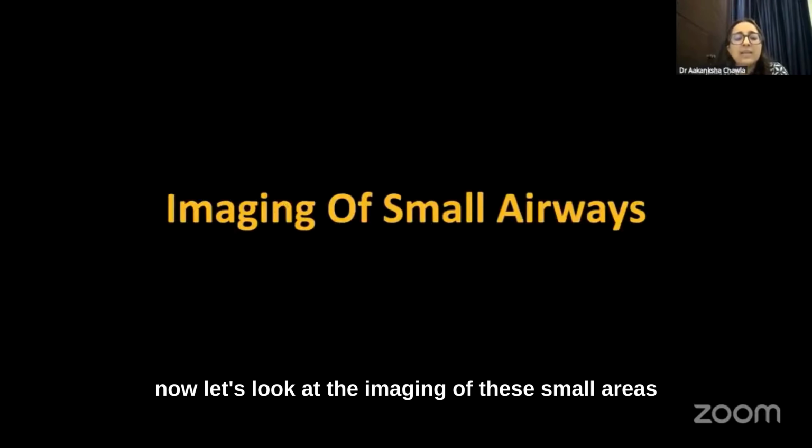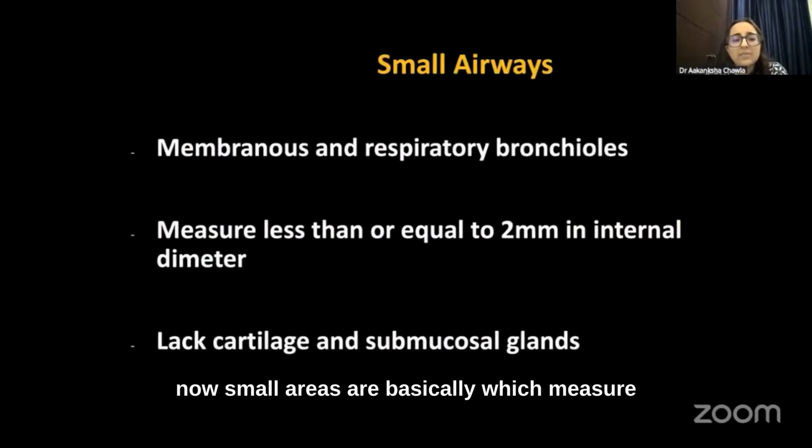Now let's look at the imaging of the small airways. Small airways are basically those which measure less than or equal to 2 mm in internal diameter. They are membranous and respiratory bronchioles, and they lack cartilage or submucosal glands.